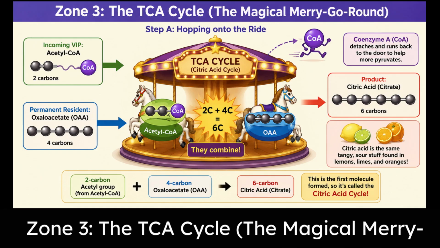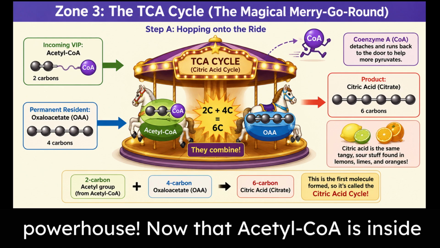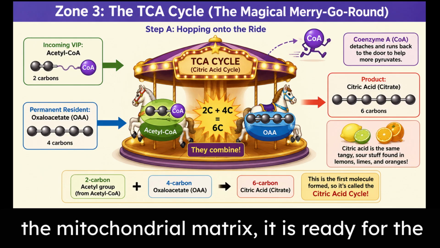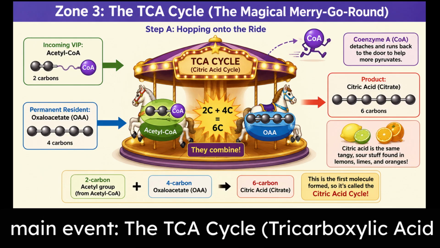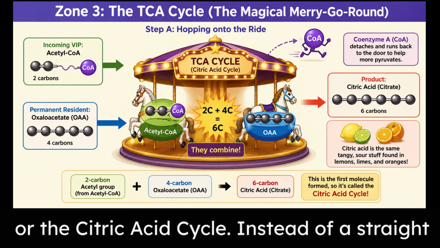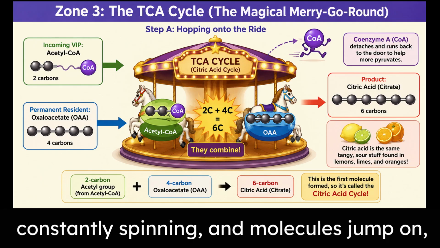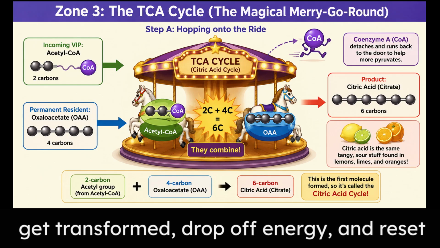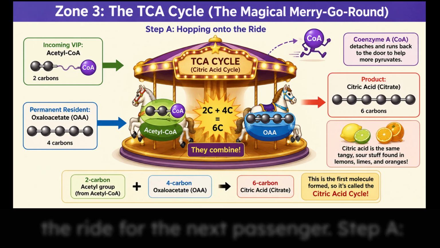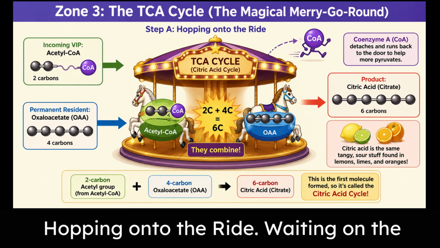Zone 3. The TCA cycle, the magical merry-go-round. Welcome to the heart of the powerhouse. Now that acetyl-CoA is inside the mitochondrial matrix, it is ready for the main event, the TCA cycle, tricarboxylic acid cycle, which people also call the Krebs cycle or the citric acid cycle. Instead of a straight assembly line, think of this room as a magical chemical merry-go-round. The ride is constantly spinning, and molecules jump on, get transformed, drop off energy, and reset the ride for the next passenger.